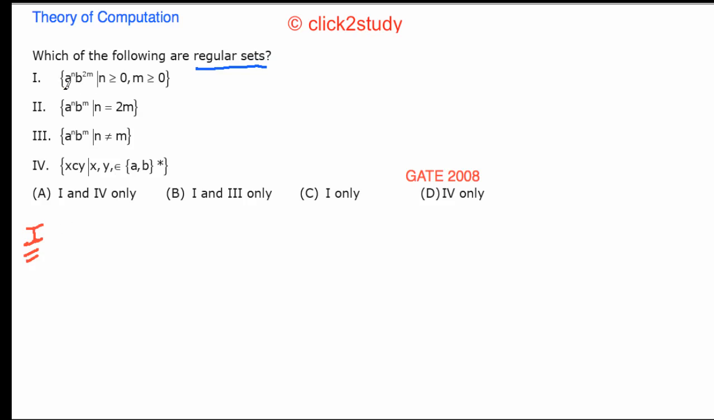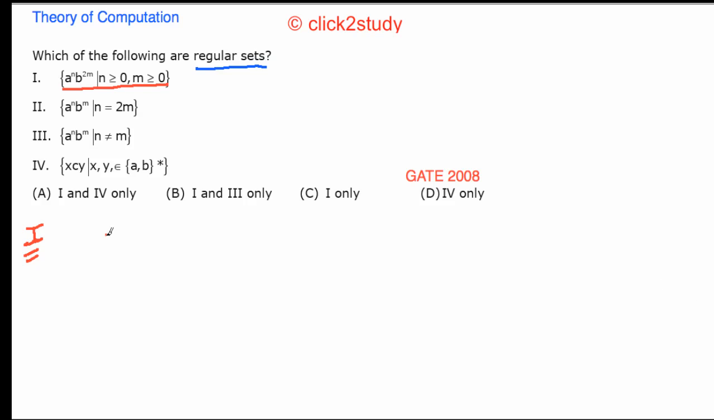So the first one is this thing. A is a^n b^(2m). So you have a n times, and then you have b 2m times. This 2m indicates that b is an even number of times, because 2 times anything is even. So a is any number of times and b is an even number of times, and there is no relation between them. This n is no way related to this m. With that in mind, here is what you can do.